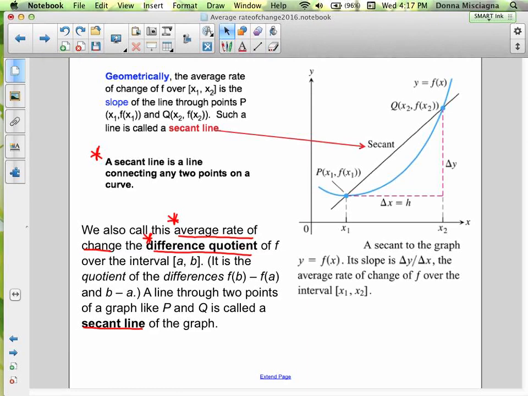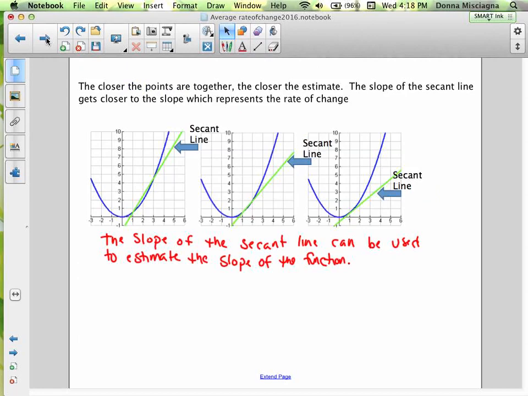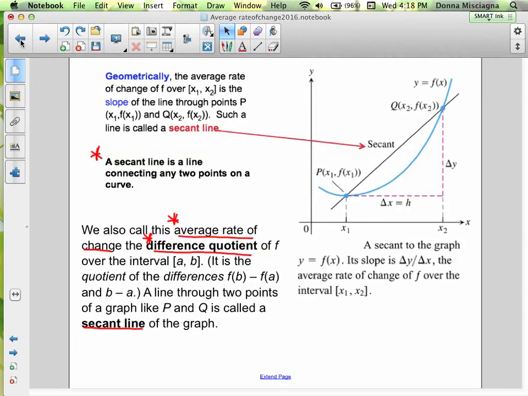Okay? So a secant to the graph y equals f of x, its slope is just change in y over change in x, just like you'd find the slope of any other line. And it happens to be the average rate of change of f over that interval. So now the closer the 2 points are together, the closer the estimate. Right? So if my points are very, very far away, it may not necessarily approximate my curve very well. So if we look at those 2 points that I have up there in my picture, those 2 points aren't very close together.